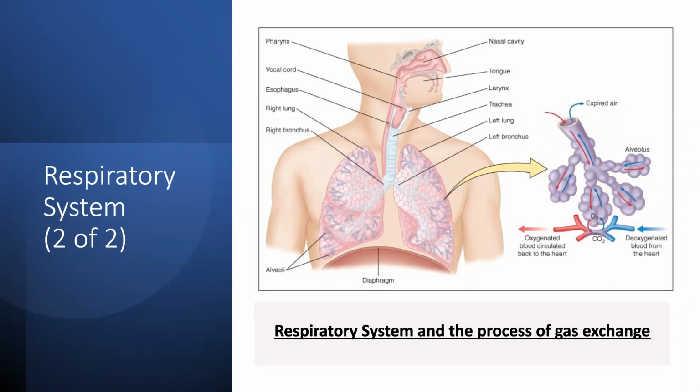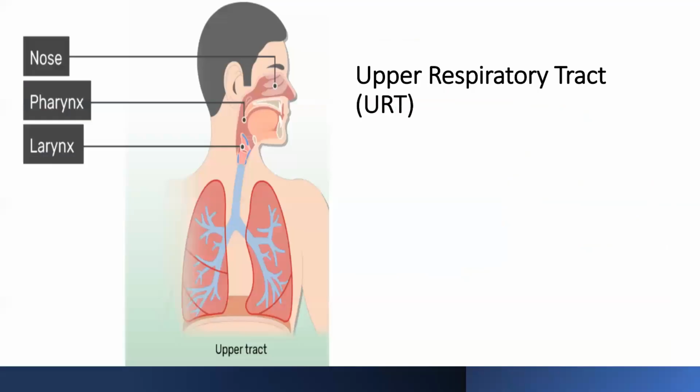Expired air comes out via the alveolus, and the air that goes in is called inspired air, which has the oxygen in it. So oxygenated blood is circulated back to the heart, and the carbon dioxide with the deoxygenated blood from the heart goes back to the alveolus and comes out as expired air.